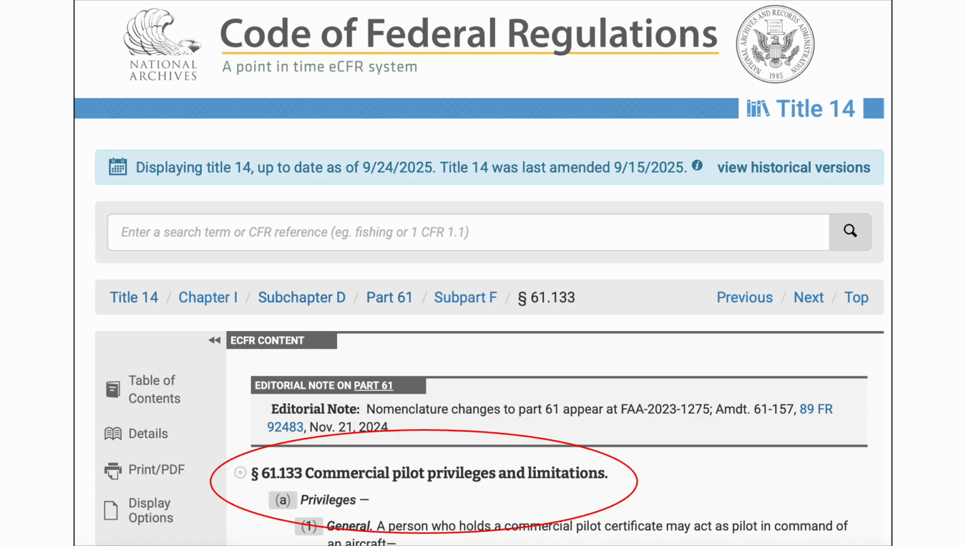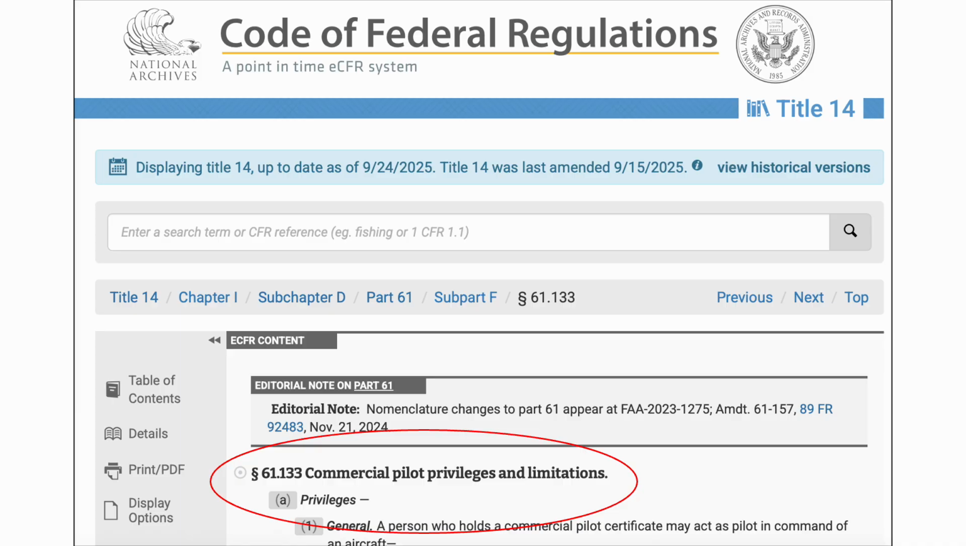Primary Regulatory Framework: 14 Code of Federal Regulations 61.133, Commercial Pilot Privileges and Limitations. The regulation states that a person who holds a commercial pilot certificate may act as pilot in command of an aircraft carrying persons or property for compensation or hire, provided the person is qualified in accordance with this part and with the applicable parts of this chapter that apply to the operation.